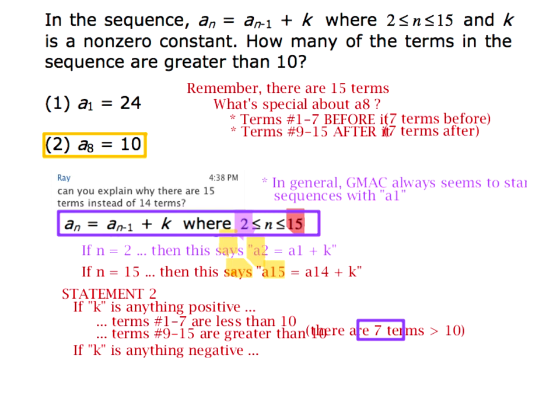Yeah, if k is negative, that just means you're going down instead of going up. So if k is anything negative, then terms 1 through 7 are greater than 10, and terms 9 through 15 are less. So there's still 7 terms less than 10.